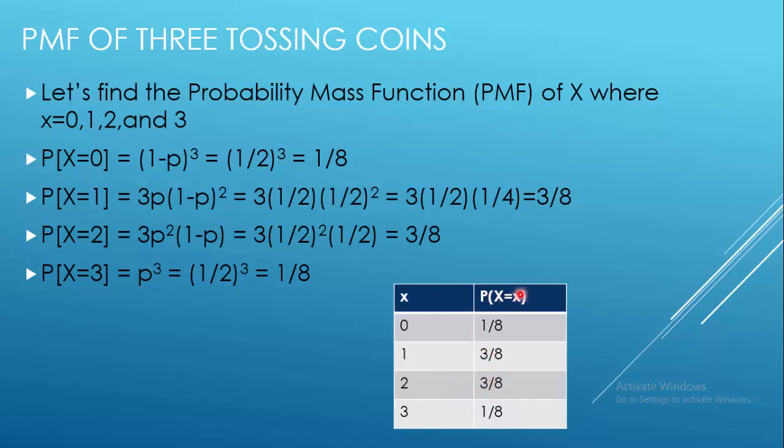So as you can see, this probability mass function tells us the probability for each event. If you get 0 heads or 1 head or 2 heads or 3 heads, you can find that by using this PMF.